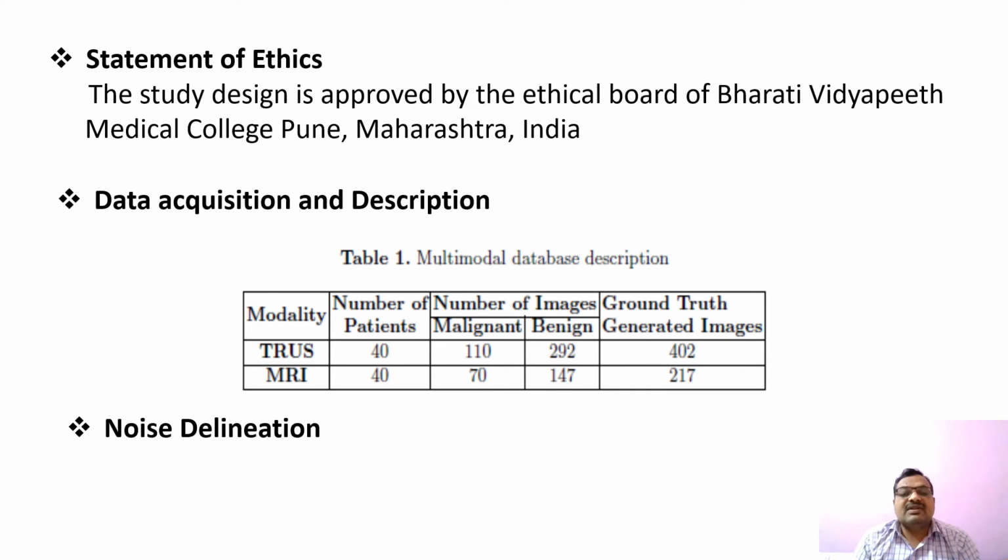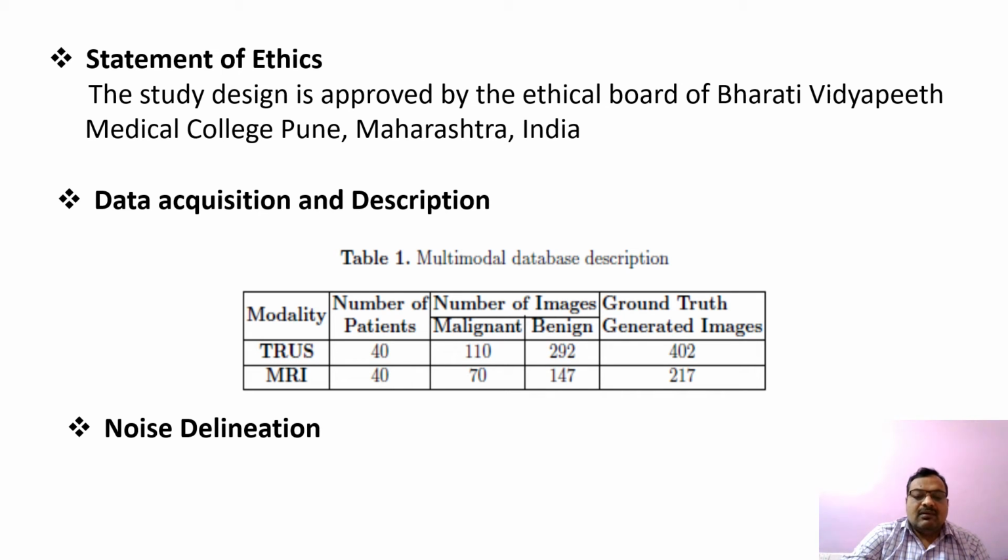The number of images with malignancy obtained is 140, and benign is 110, which is 290 for the TRUS images. In the same way, in MRI images, malignancy occurs in 70 MRI images and benign in 147 images. The ground truth generated images are 402 for TRUS images and 217 for MRI images.